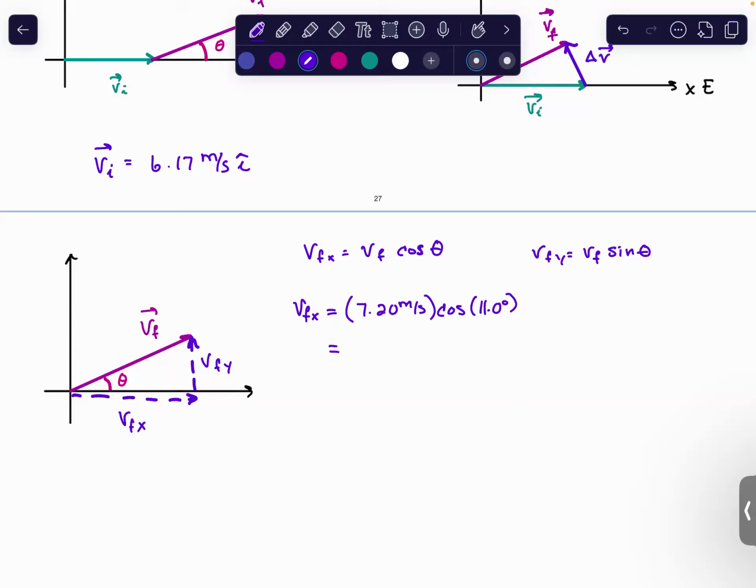Okay, so we get an X component from 7.07 meters per second I hat. What about our Y direction? So when you use your calculator, you get 1.37 meters per second J hat. So you're going to get a final velocity vector.